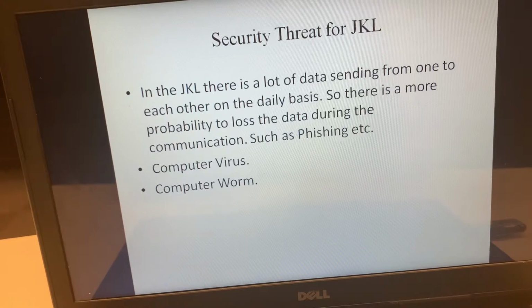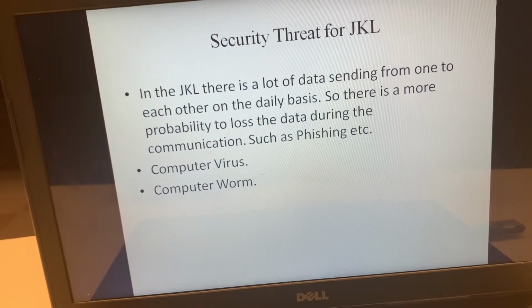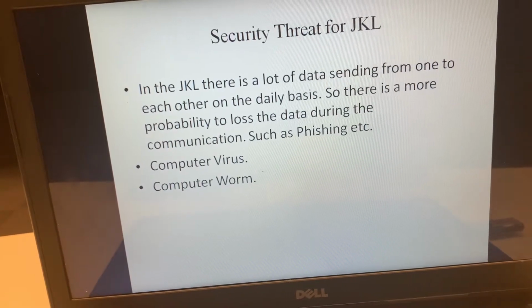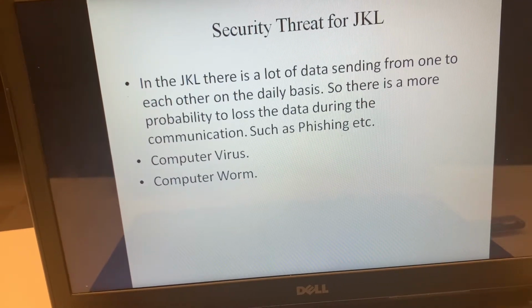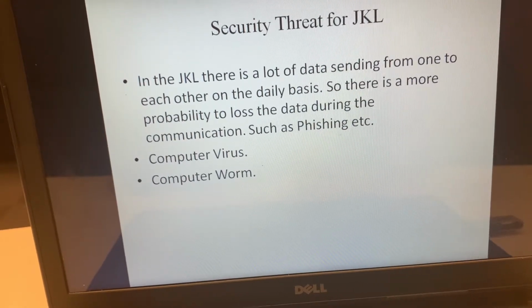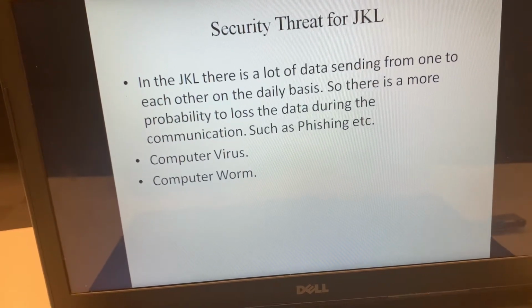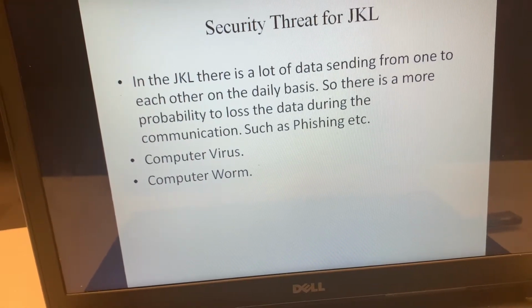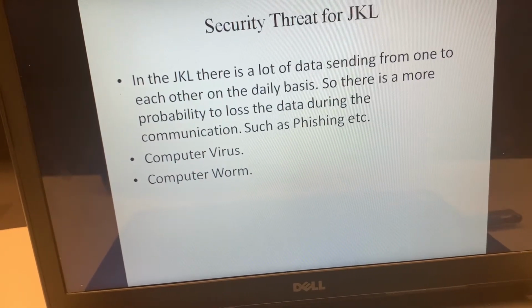In JKL, there is a lot of data sent from one person to another on a daily basis. So there is a higher probability of losing data during communication, such as through phishing. And also computer viruses and computer worms can come onto the company's systems.